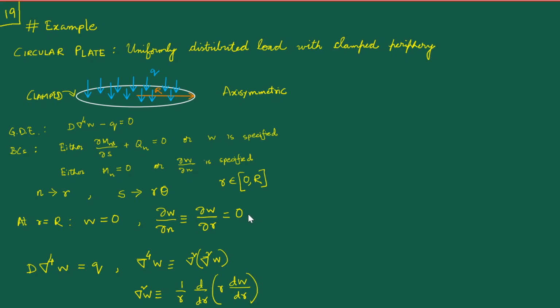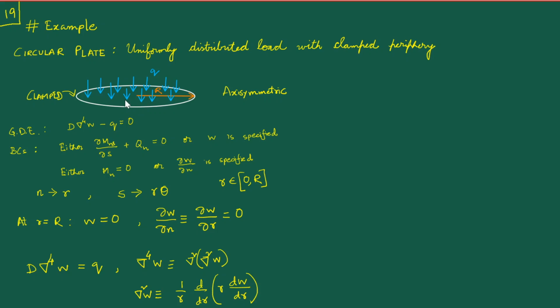Question is, what are those conditions? Think about it. Can we directly say that at r equal to 0, we know w? Can we say that? Well, certainly not. We cannot say that w is going to be 0.